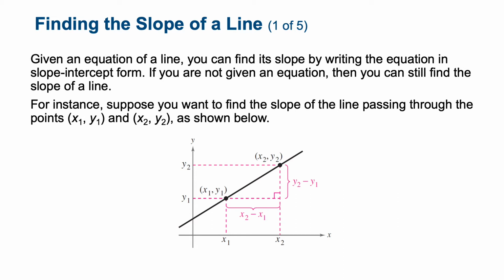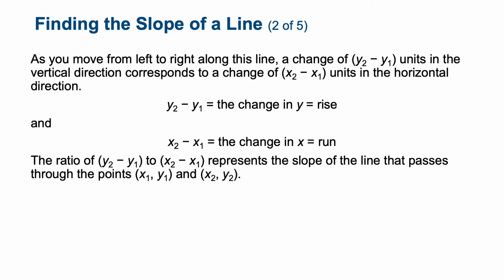So let's say, in general, we wanted to find the slope of the line passing through these points, x1, y1, and x2, y2, right? So the rise is the difference of the y's over the run, which is the difference of the x's. So the change in y. If we go from left to right, you see that there's a change in the vertical direction and a change in the horizontal direction.